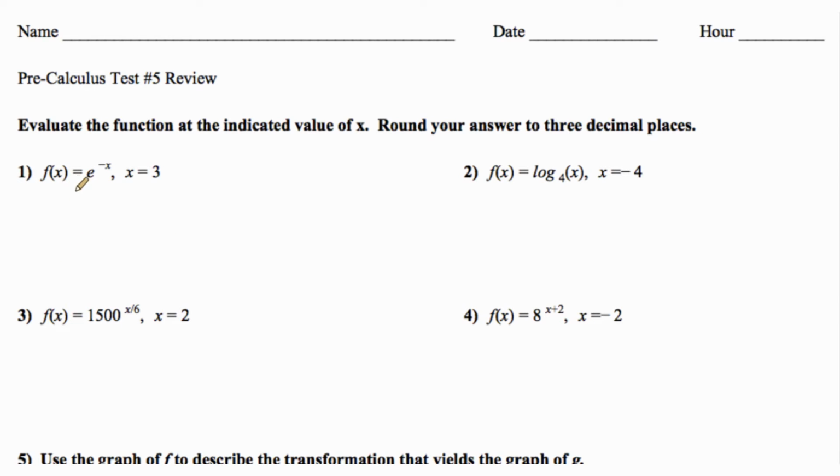So in the first one, we've got f of x equals e to the negative x, and we're asked to plug in an x value of negative 3. So what we're going to do is use our calculators and type in e to the negative third power.